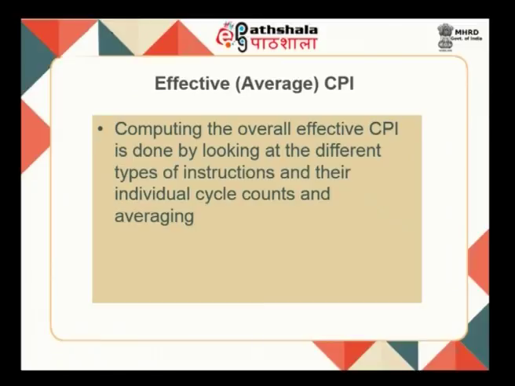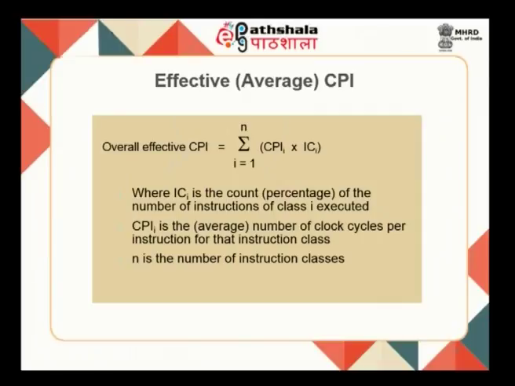So, if you look at the effective or the average CPI, computing the overall effective CPI is done by looking at the different types of instructions and their individual cycle counts and then averaging it. Say for example, to find out the overall effective CPI, it can be done as sigma i equals 1 to n of CPI i into IC i, where 1 to n is the number of instruction classes that you have.